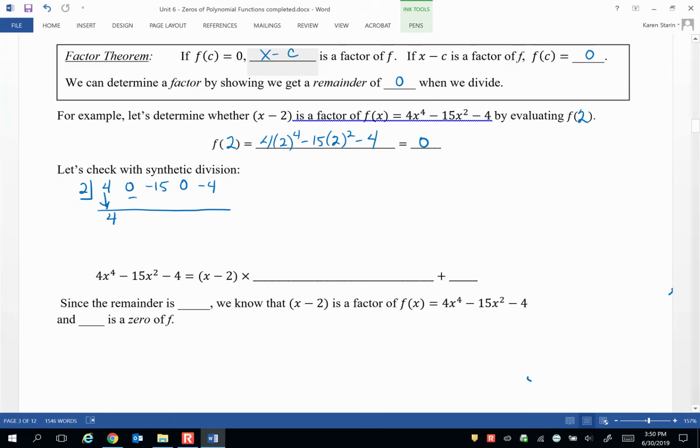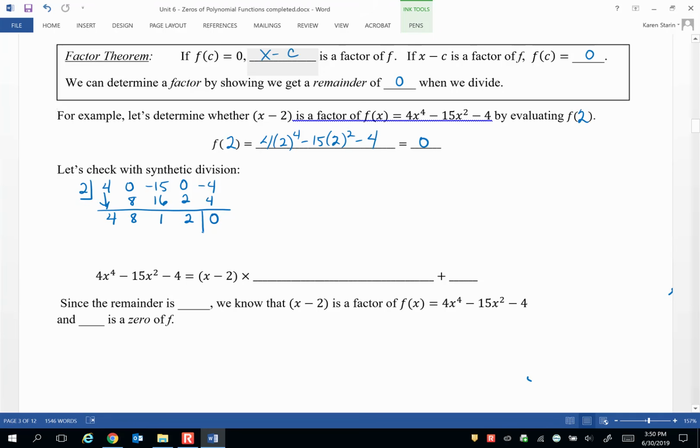4 times 2 is 8, 0 plus 8 is 8. 8 times 2 is 16, negative 15 plus 16 is 1. 1 times 2 is 2, 0 plus 2 is 2. 2 times 2 is 4, negative 4 plus positive 4 is 0. So I do have a remainder of 0.